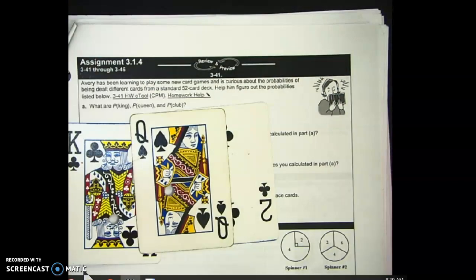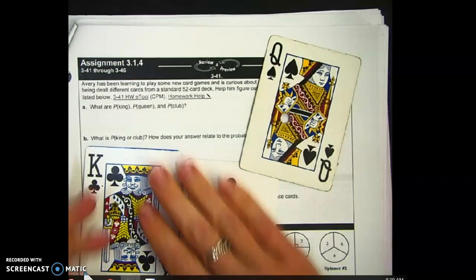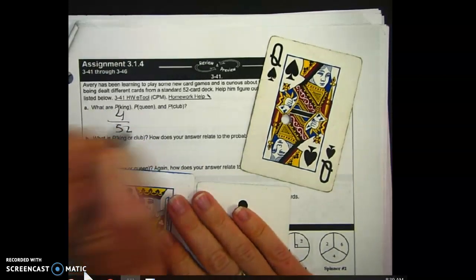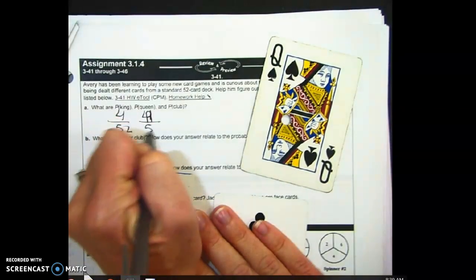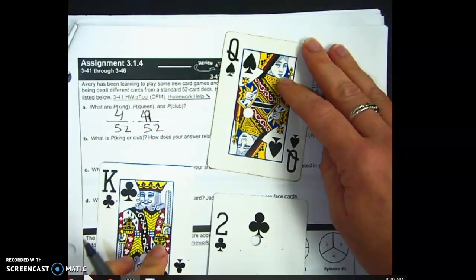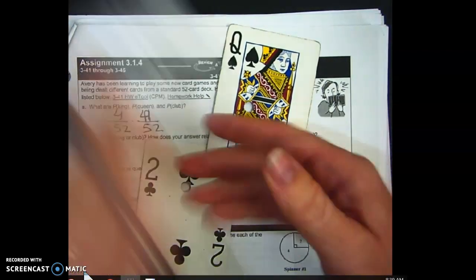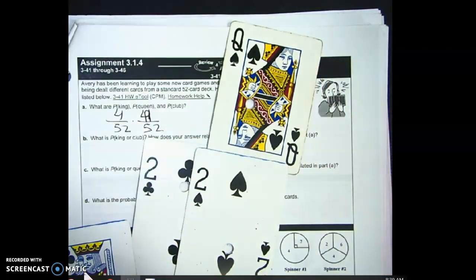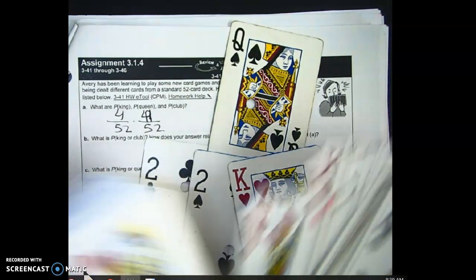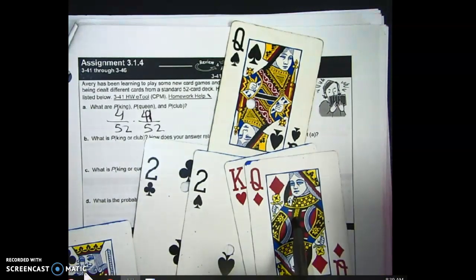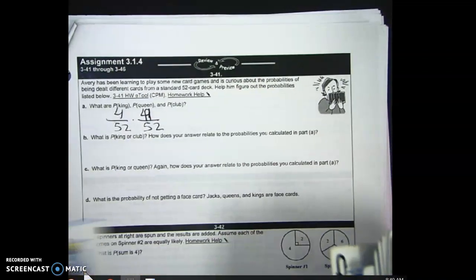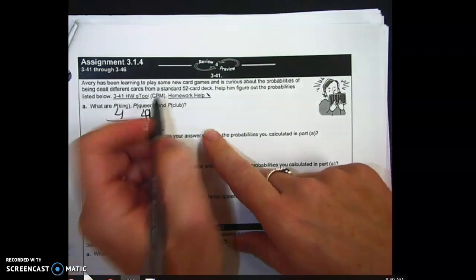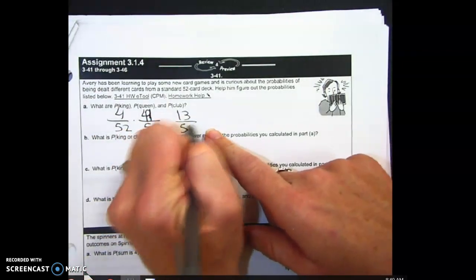Okay? So if they want to know that, the probability of picking a king, there's 4 out of 52. The probability of picking a queen is also 4 out of 52 because there's 4 queens and 4 kings. And then clubs, remember there's 4 different shapes: 2, 3, and 4. So if you look, there's 4 different shapes. And if there's 52 cards, 52 divided by 4 is 13.